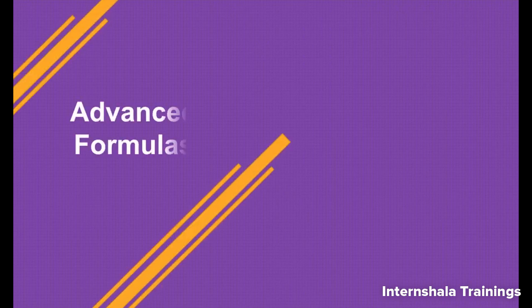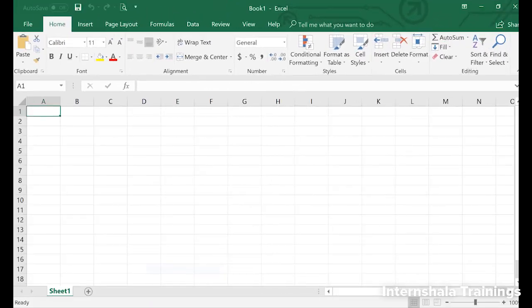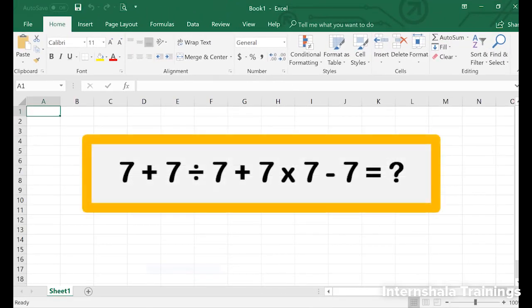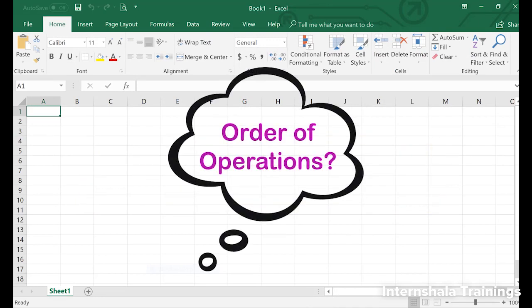With knowledge of formula syntax and paying attention to the order of operations, we can create more complex formulas. Before we start, have a look at this maths question and just note down the answer. This is not a trick question, by the way. Do you recall learning the order of operations in maths?